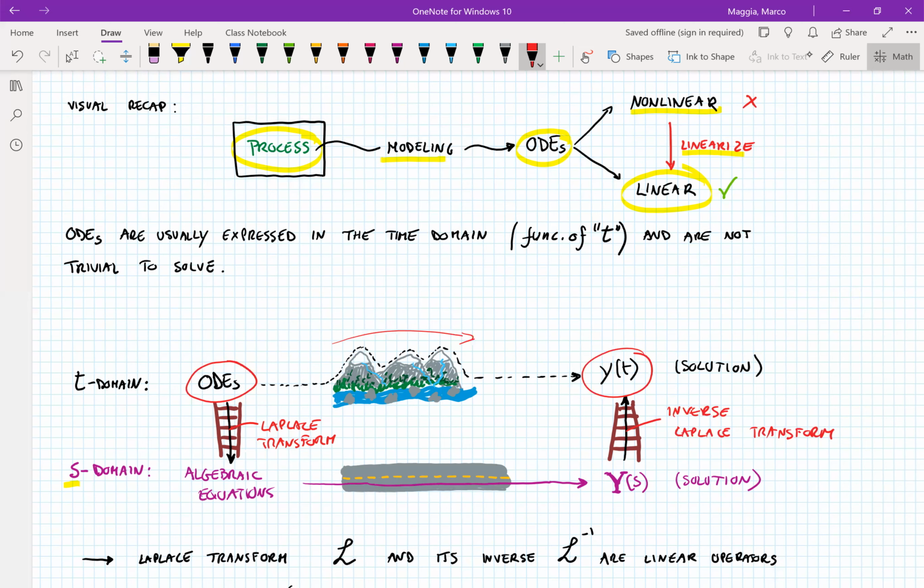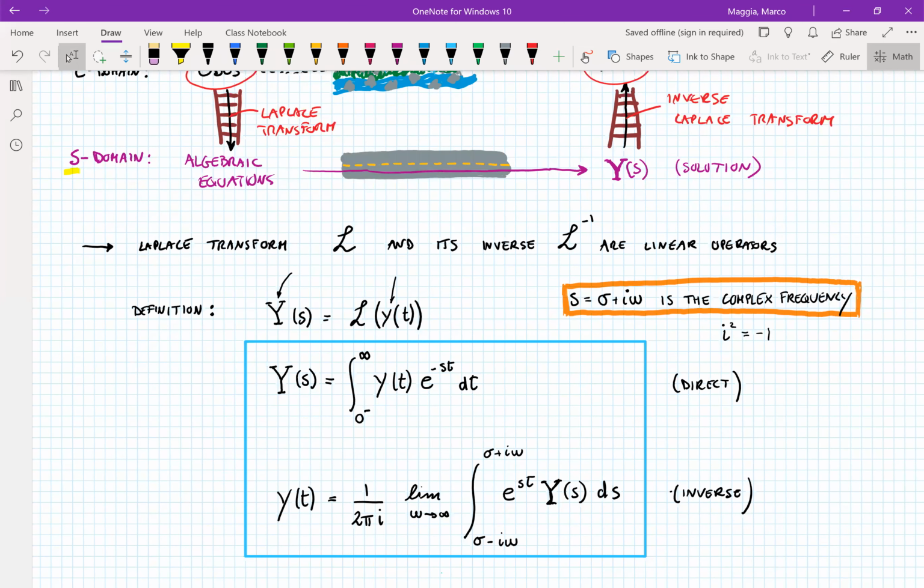So just a review of what the Laplace transform is. Well, the Laplace transform of a function in the time domain is going to be written as the following. So we have y of S, that is the function in the S domain or in the Laplace domain, is equal to, so we are going to use the symbol, this cursive capital L, that stands for the Laplace operator. And so that is applied to the function in the time domain.